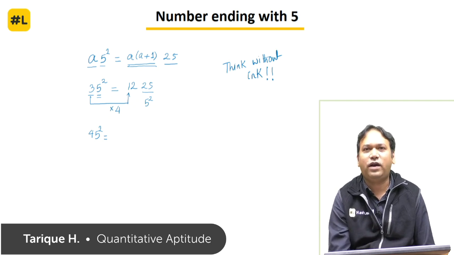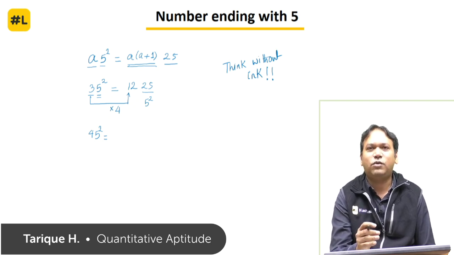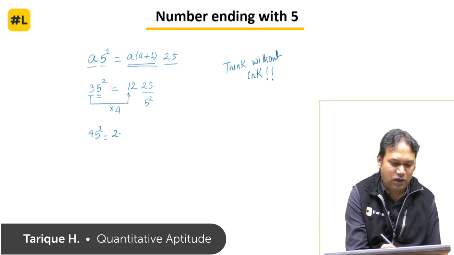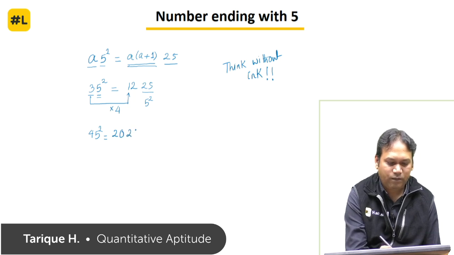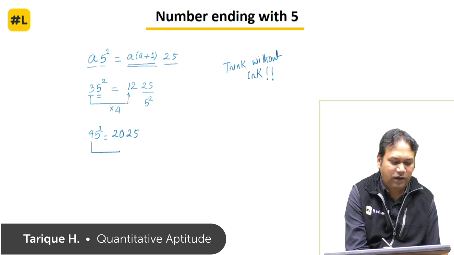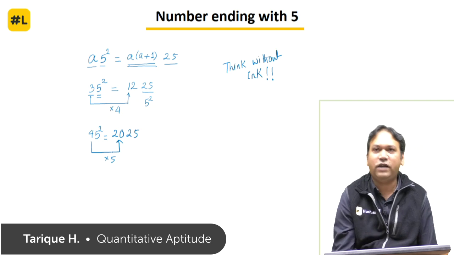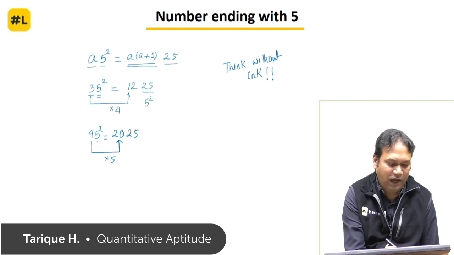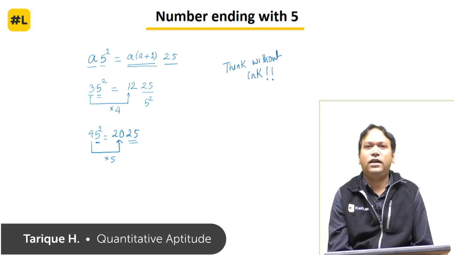What is 45 square? Count 1, 2, 3. What is the answer? The answer is 2025. See? Now you see 4 into 5 is 20. Very simple. 4 into 5 is 20 and 5 square is 25. Let us take a larger number now.